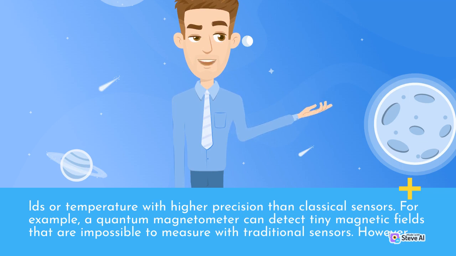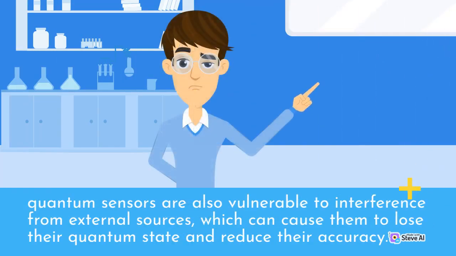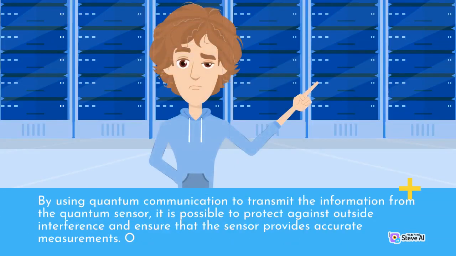However, quantum sensors are also vulnerable to interference from external sources, which can cause them to lose their quantum state and reduce their accuracy. By using quantum communication to transmit the information from the quantum sensor, it is possible to protect against outside interference and ensure that the sensor provides accurate measurements.